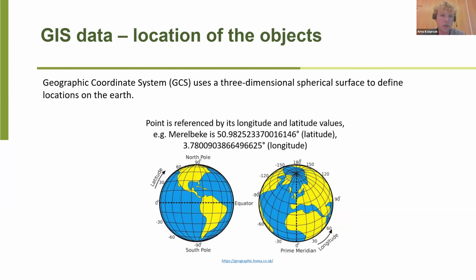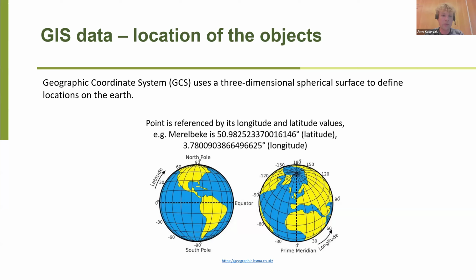Okay, so we now talked about what the GIS is and what the different data types you can use in GIS, but of course we also need to know how to locate data somewhere on Earth. And for that you need to understand something about coordinate systems. The first type of coordinate system I show you here is a geographic coordinate system, which basically uses a three-dimensional spherical surface to define locations on Earth.